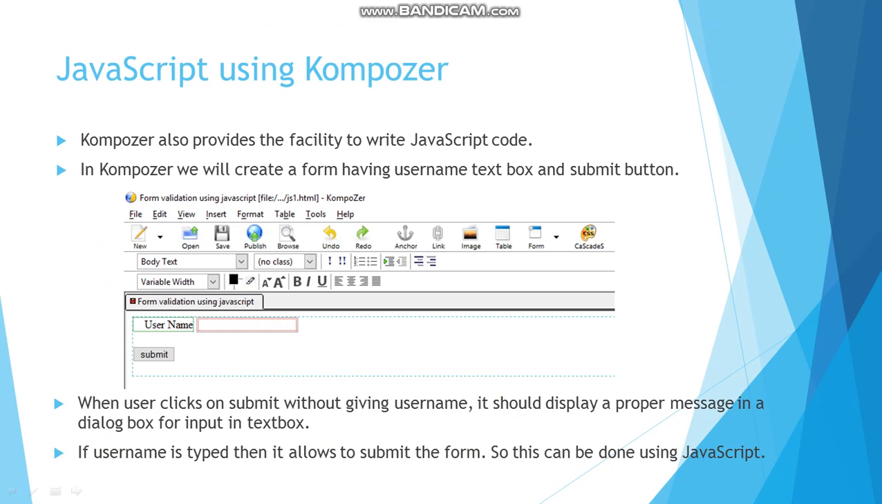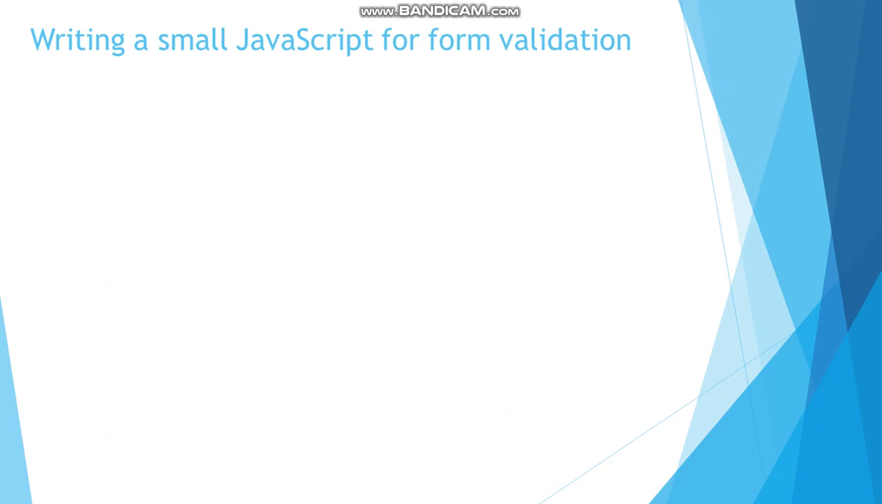When the user clicks on submit without giving a username, it should display a proper message in a dialog box for input in the text box. So suppose we directly click on submit, then it will show some message. Such a program we need to create. If a username is typed, then it allows the form to be submitted. This can be done using JavaScript. So we will see one by one how this program can be created, writing a small script for form validation.